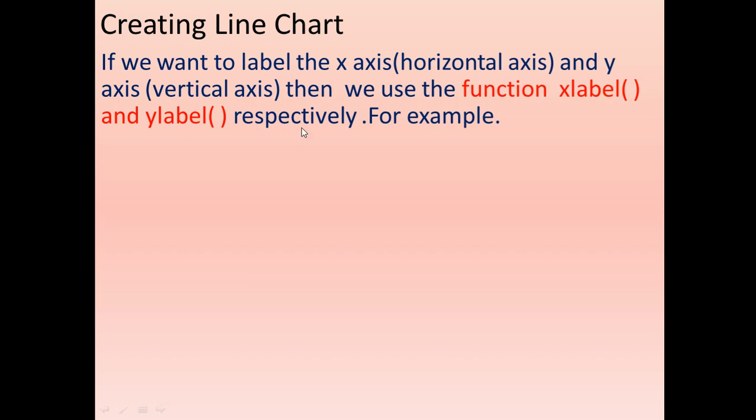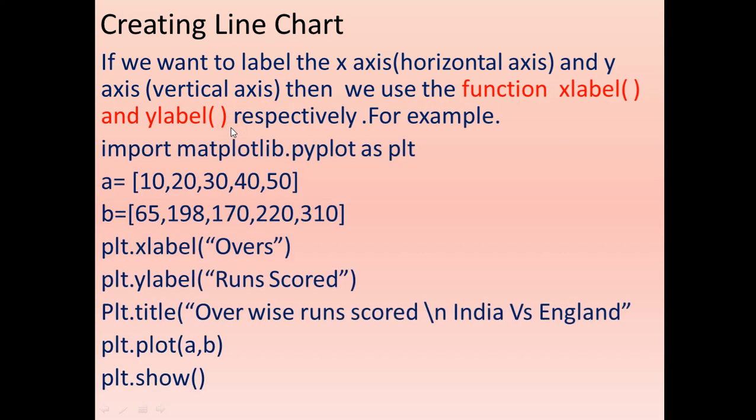So now we will see how to specify the x-axis value and the y-axis value. If we want to label the x-axis, which is the horizontal axis, and the y-axis, which is the vertical one, then we will use the functions xlabel() and ylabel() respectively. That means the xlabel function provides the value for the x-axis and the ylabel function provides the value for the y-axis. How will it be done?